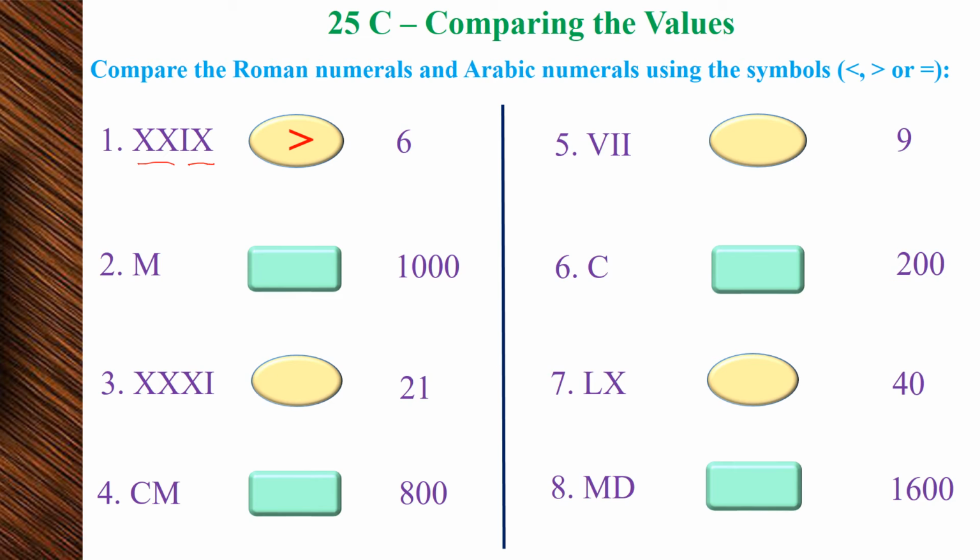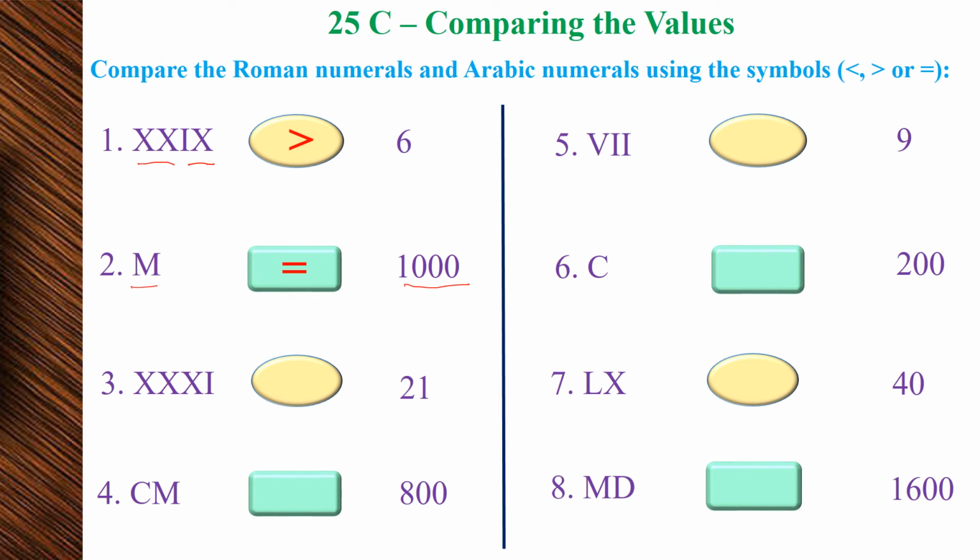Next, in the second one, we have M on the left hand side and 1000 on the right hand side. M is equal to 1000. So, on the right hand side also we have 1000. M's value in Hindu-Arabic numerals is 1000.